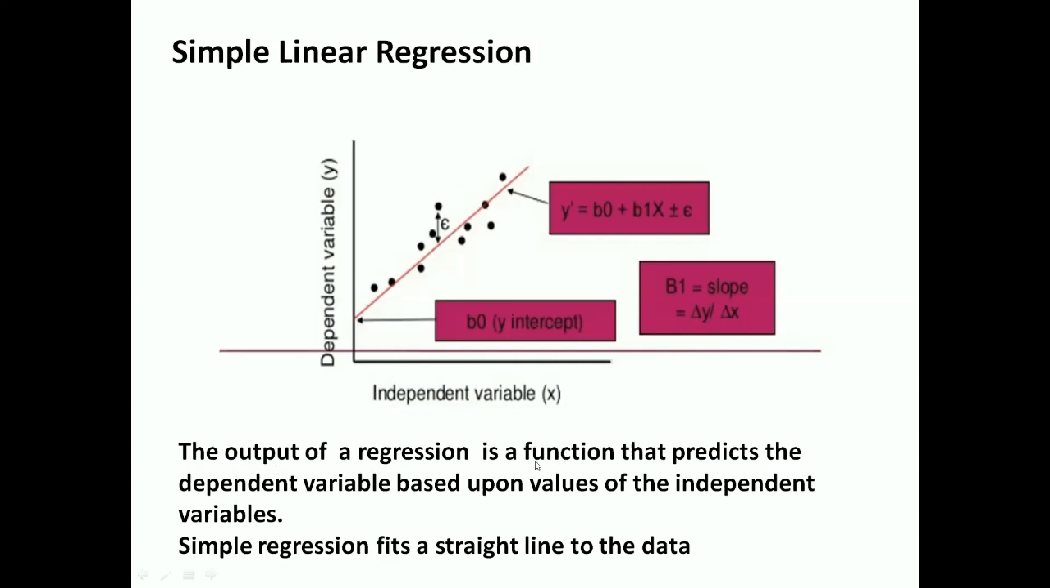So the output of regression is a function that predicts the dependent variable based upon values of the independent variable. So simple regression line fits a straight line to the data, meaning that the relation is a simple linear regression.